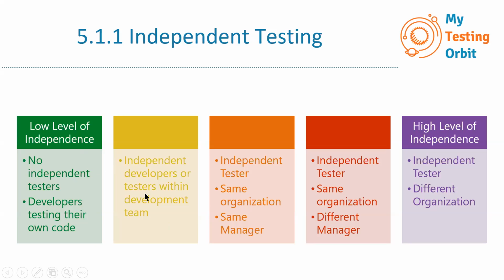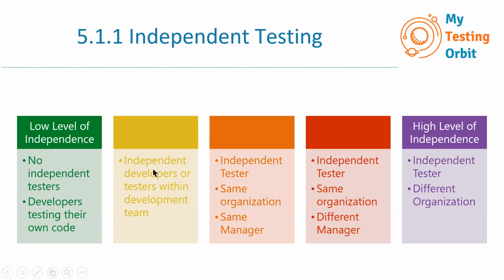The second one is independent developers or testers within the development team. This would be a scenario where there is a development team and the developers and testers are working together in that team, and maybe the application is tested by another developer in the same team. So the developer who has developed the application or has written that specific code is not the one who is testing. It's another developer, but still it is a developer, not a tester.